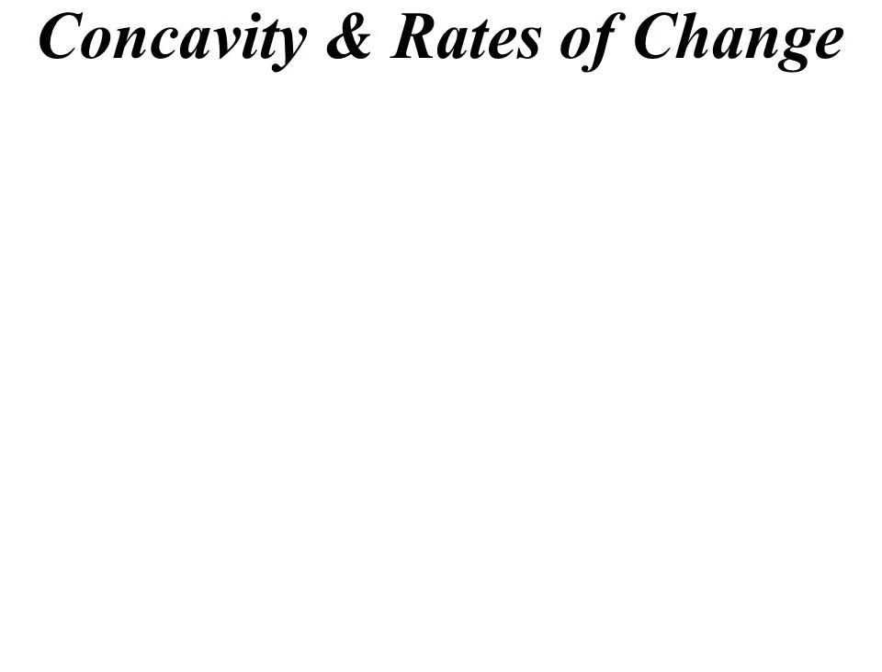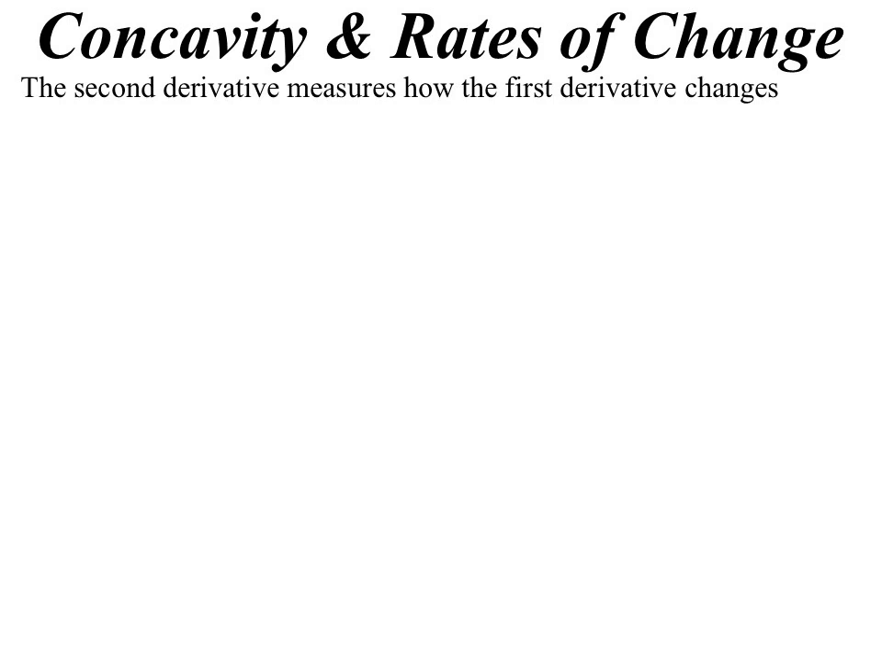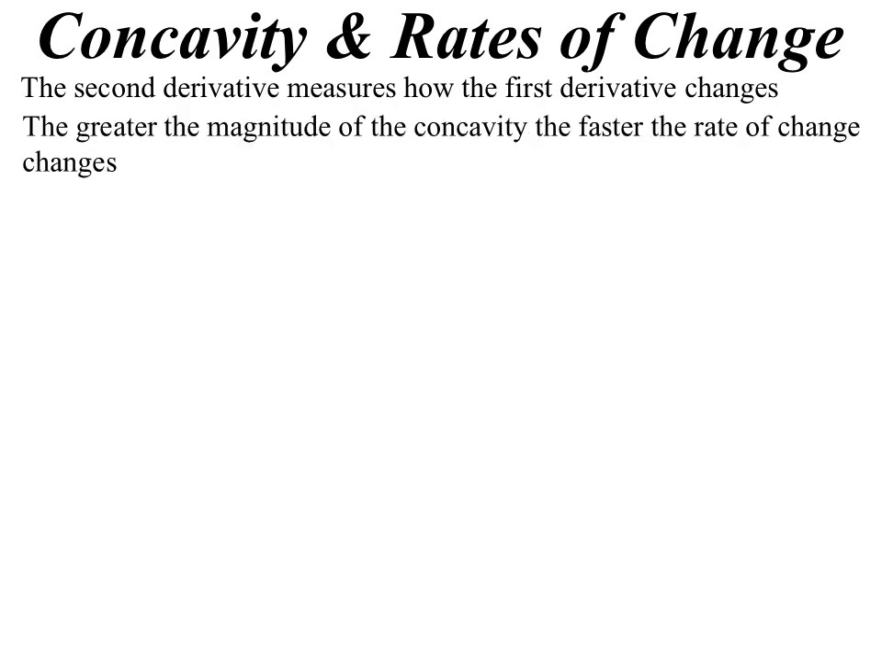It's just looking at concavity and rates of change. And the second derivative measures concavity, which is how the first derivative changes. The greater the magnitude then of concavity, the faster the rate of change changes.